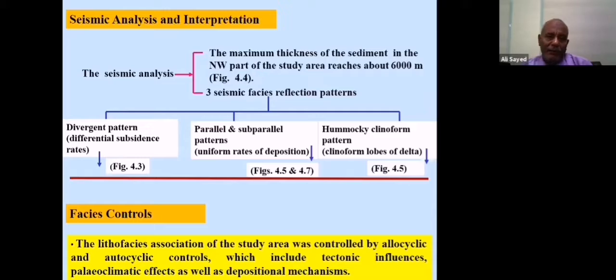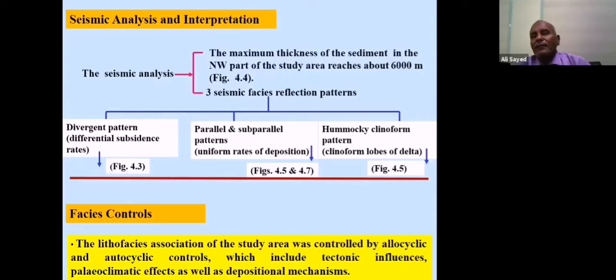The seismic analysis: we take some sections across the Muglad Basin. We found that the maximum thickness of the sediments in most parts of the study area reached about 6,000 meters. And we have 3 seismic facies reflection patterns. We have divergent pattern, parallel to subparallel, and we have sigmoid-clinoform pattern. The divergent pattern indicates differential subsidence rates. The parallel and subparallel pattern indicates uniform rates of deposition. And the clinoform indicates the lobes of the deltas. That is, we have deltas within this deposition area.